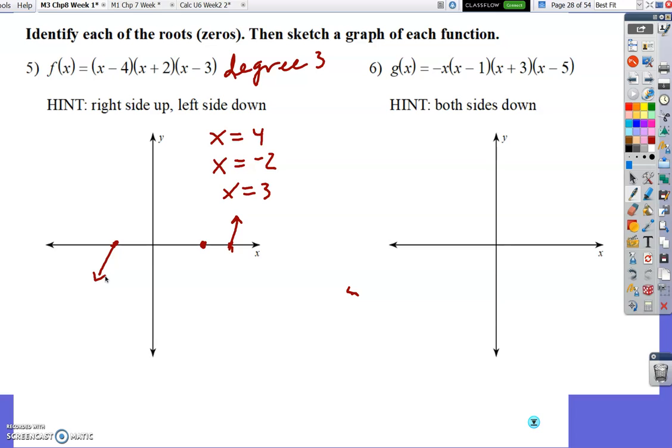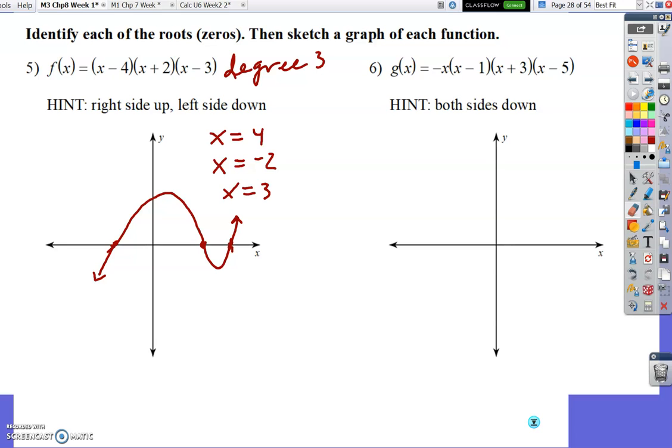Now it cannot cross the x-axis anywhere but these numbers. So it can't do this. It has to go up, come back down, and go back up. None of these show up twice, so we're not going to have any of that multiplicity stuff that we were talking about the other day. But it can't cross anywhere else.